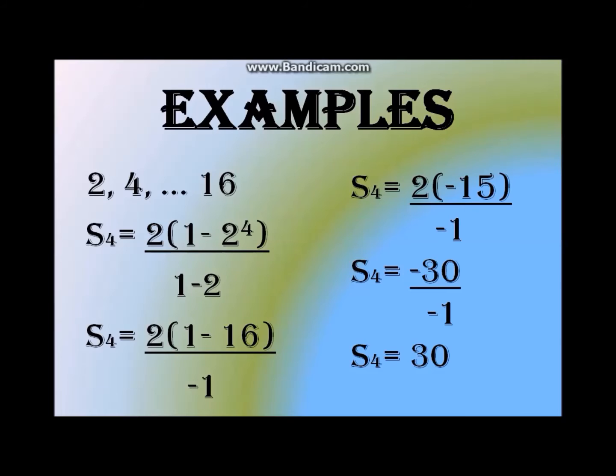So let's try to solve the numbers within the parentheses, and we will have S sub 4 is equal to 2 times the quantity of 1 minus 16 over 1. Then we'll have S sub 4 is equal to 2 times the quantity of negative 15 over negative 1. Then let's multiply the numerators, and we'll have S sub 4 is equal to negative 30 over negative 1, which is equal to S sub 4 is equal to 30. And 30 is our final answer.